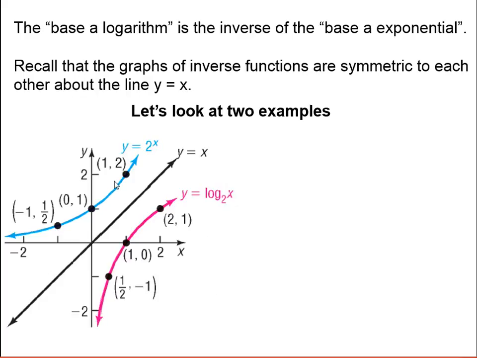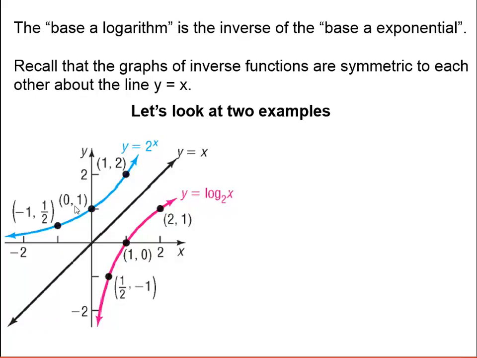So for example, if I were to graph the 2 to the x function that we did in the last section, this is the exponential, the base is bigger than 1, and so it's increasing. Here's my increasing exponential. We know the inverse of this function is log base 2 of x, and the inverse has to be a mirror image about the line y equals x. So we know that the log base 2 graph must look like this.